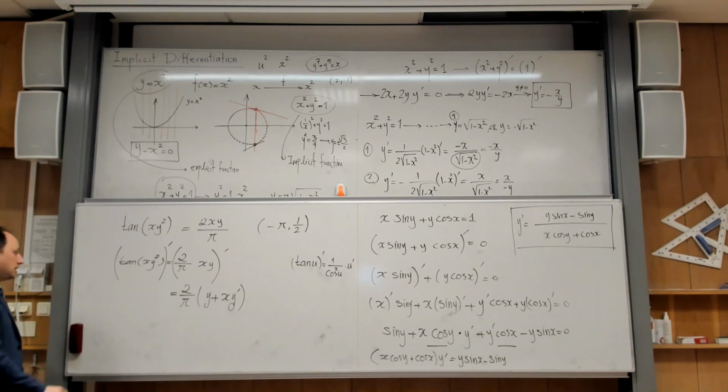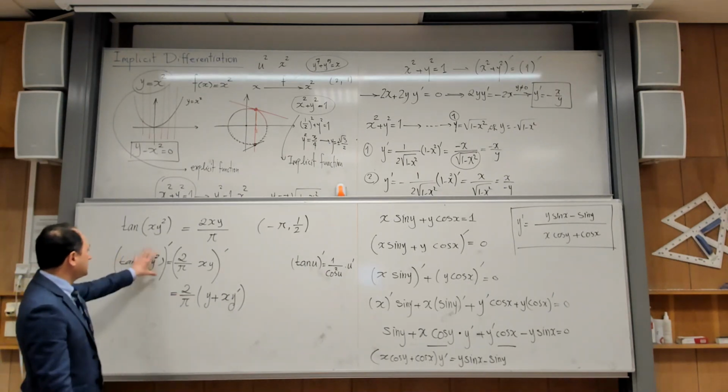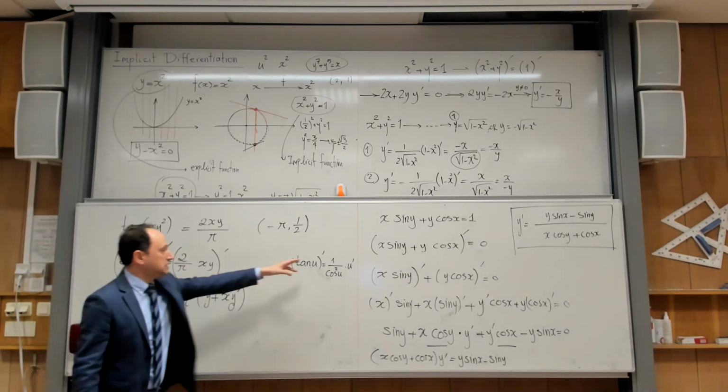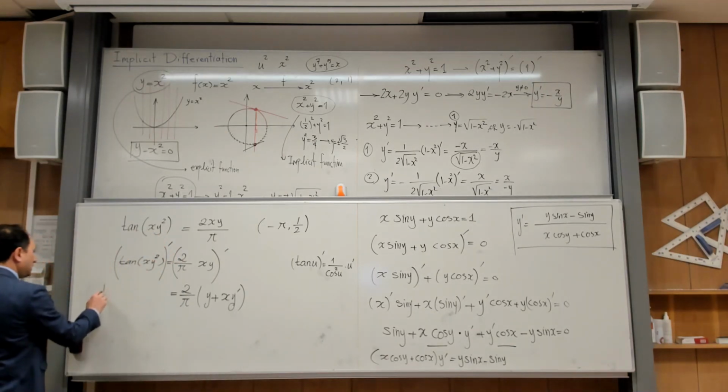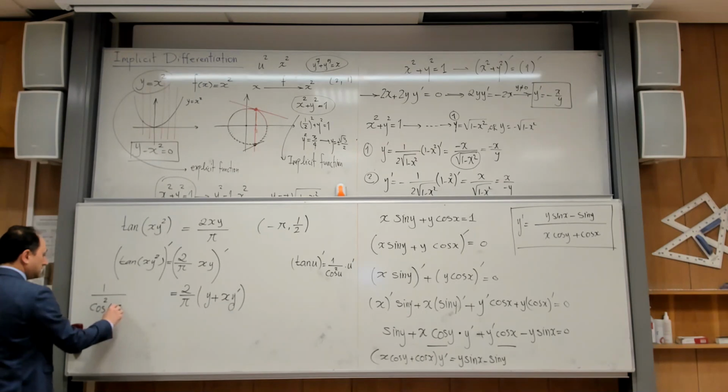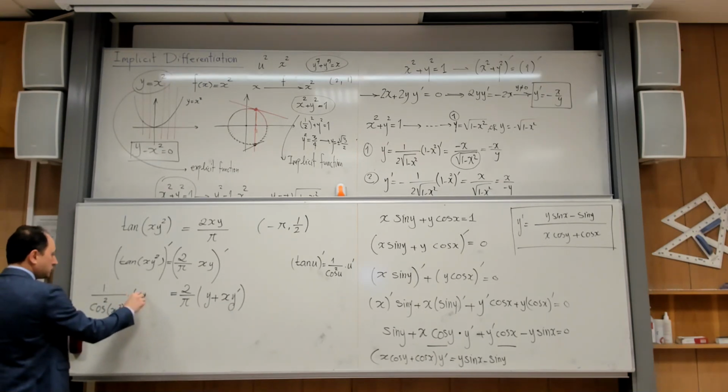The left-hand side, now you help me. You see, tangent of u is this. So it becomes 1 over cosine squared of xy squared, but multiplied by u, which is xy squared, prime.